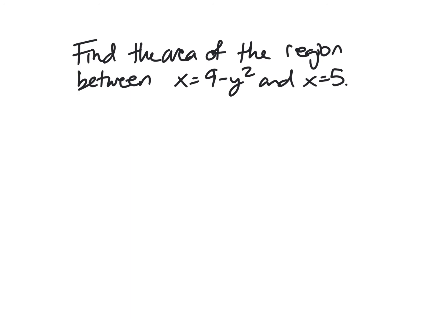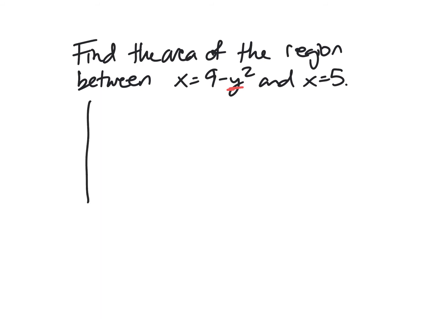All right, so let's do one more example and find the area of the region between x equals 9 minus y squared and x equals 5. So the first thing I want you to notice is we've changed our independent variable and dependent variable. Now this is x as a function of y instead of y as a function of x.